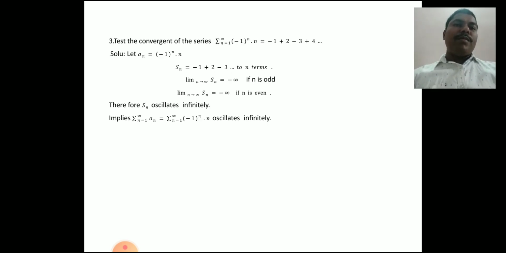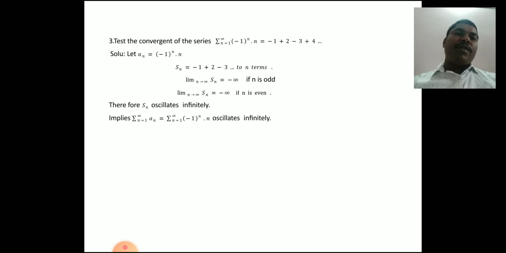And the third problem is to test the convergence of the series summation n is equal to 1 to infinity of minus 1 raised to n into n. So we get minus 1 plus 2 minus 3 plus 4. Solution: let an is equal to minus 1 raised to n into n, the nth term. Next, the sequence Sn is equal to minus 1 plus 2 minus 3 up to n terms.